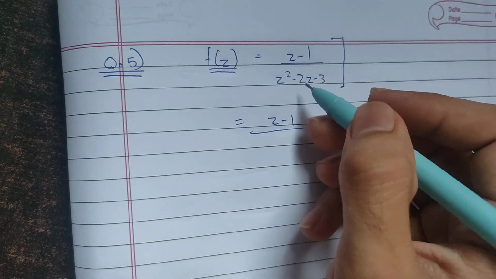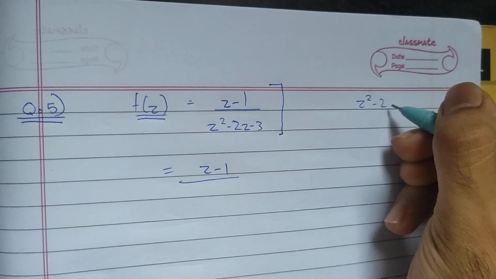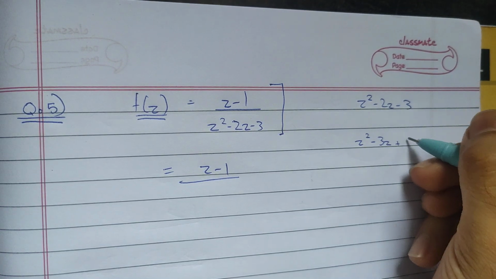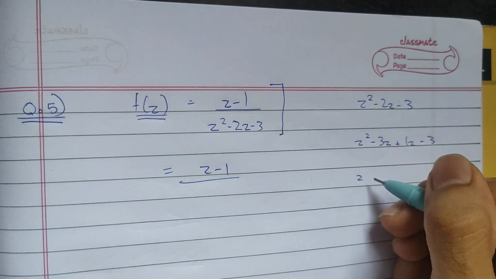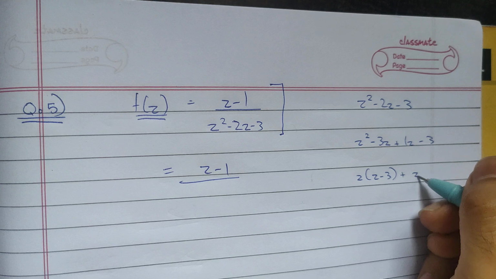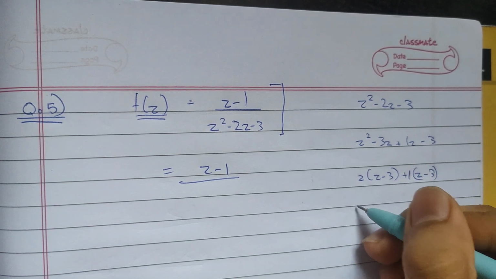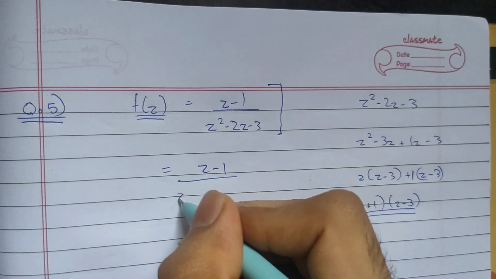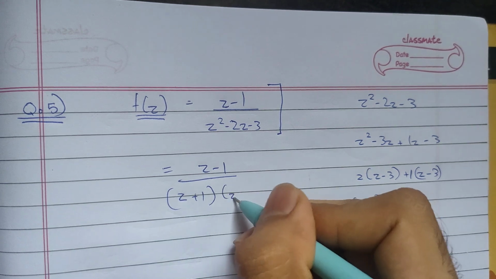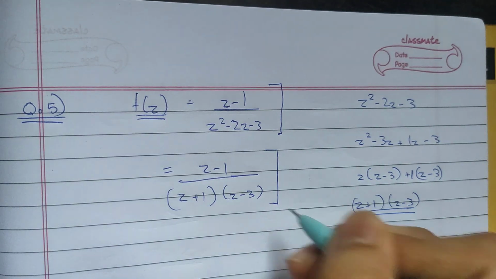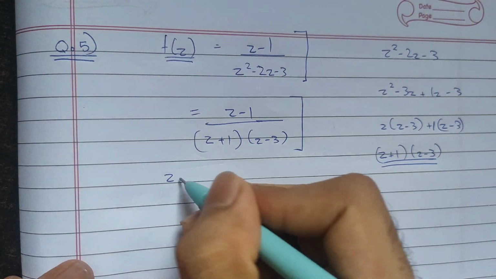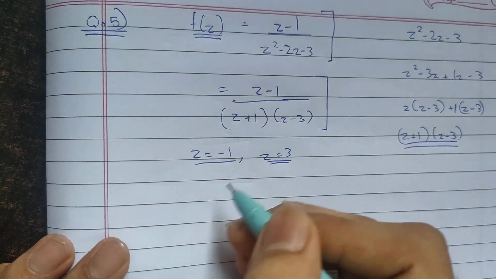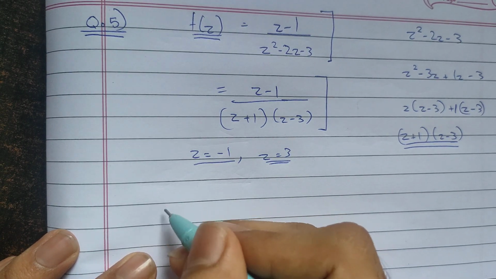If we factor the denominator, z square minus 2z minus 3, we can write it as z square minus 3z plus z minus 3. Take z common: z(z minus 3) plus (z minus 3). So we get (z plus 1)(z minus 3). Nice. So the points at which the function is not analytic are z equal to minus 1 and z equal to 3. So 3 cases. Ignore the sign because we are taking mod.